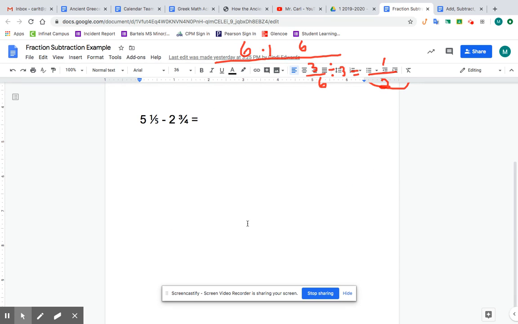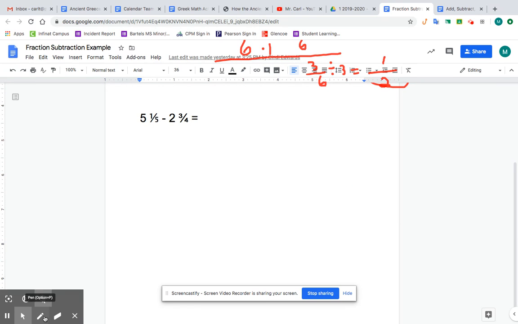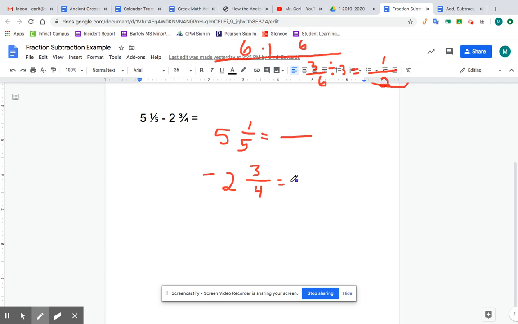Moving on to a mixed number. All right, again, the best thing to do is to write it vertically. So 5 1/5 subtract 2 3/4. Find your common denominator. So in this case, I can just multiply the 2 together, and that will give me my common denominator of 20.